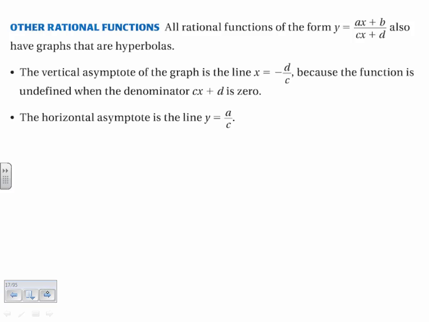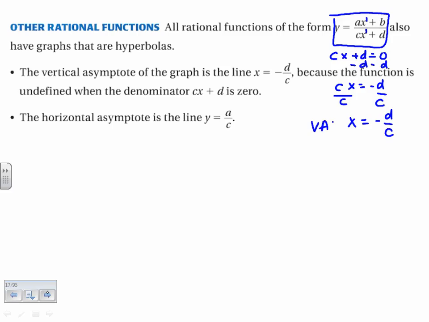Okay, so another form of a rational function could look like this. So if you have 2 equations that have those same degrees going on, you still have a vertical asymptote where the denominator equals 0. So you could solve for x. So that's your vertical asymptote. But now your horizontal asymptote, when you have the same degree on the numerator and denominator, is going to be the leading coefficients divided by each other. And you need to write that as an equation again. Asymptotes are lines, so you have to put y equals a divided by c.